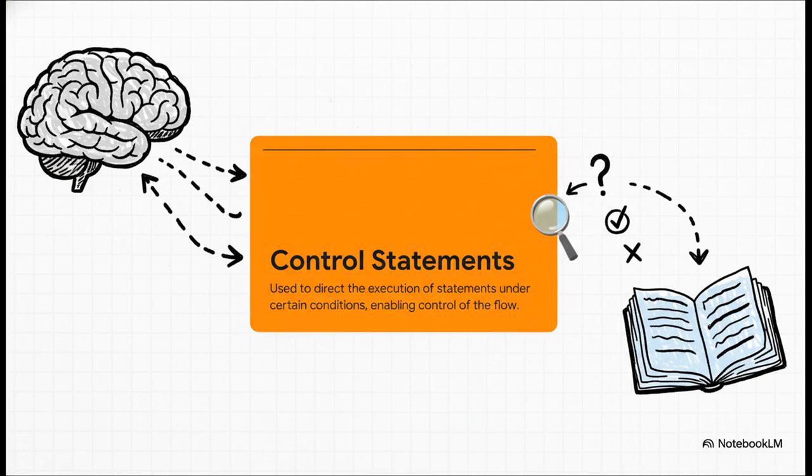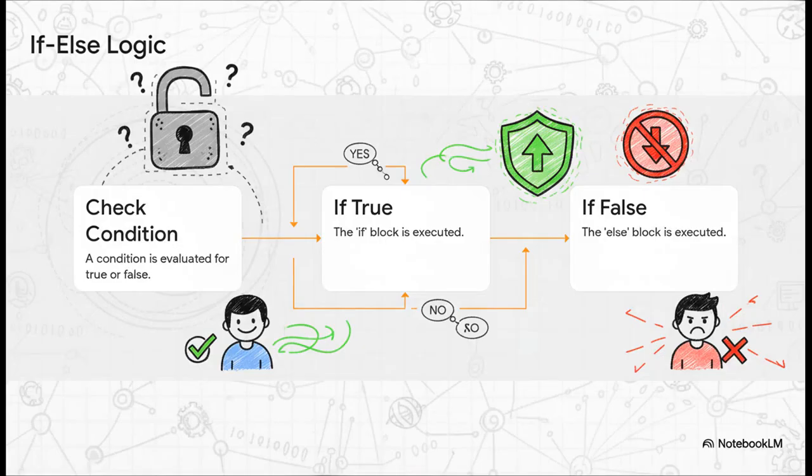They allow a program to react differently depending on the situation. It's kind of like a choose-your-own-adventure book, but for the computer. A control statement looks at a condition and says, okay, if this thing is true, go do this. But if it's false, go do that instead. Let's take a super simple example.